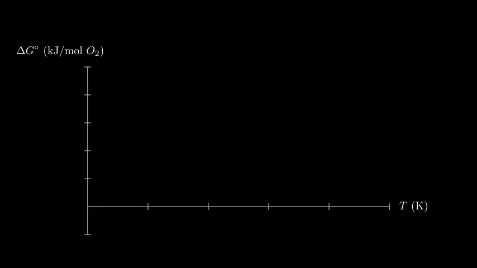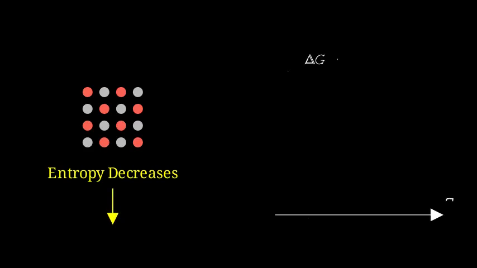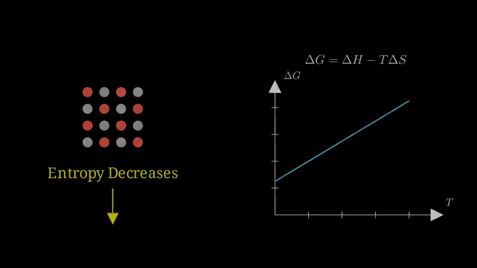Let's plot our first line. Let's say for silver. Notice how the line starts near the top and slants upwards as we move to the right. This upward slope is actually a beautiful piece of physics. When a metal reacts with oxygen gas to become a solid oxide, the system becomes more ordered. In thermodynamics, we say entropy decreases. Because of how the math works out, this causes the line to climb as temperature increases.